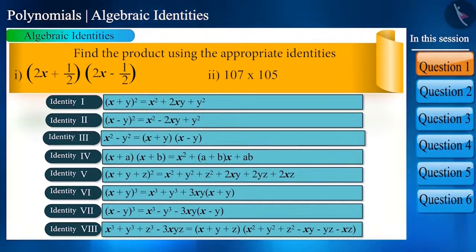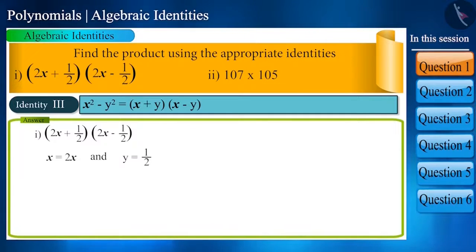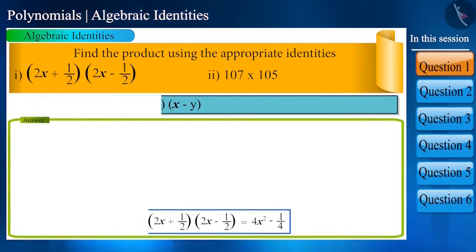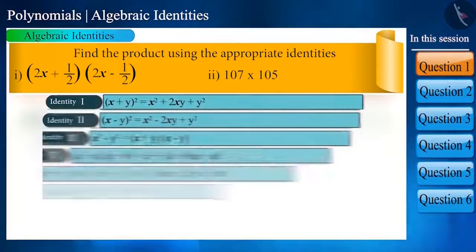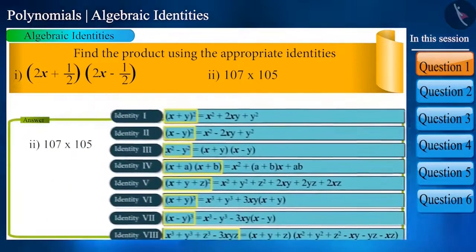And that is identity 3. x² − y² is equal to (x + y)(x − y). That is, (2x + 1/2)(2x − 1/2) is equal to (2x)² − (1/2)². After solving this, we will get 4x² − 1/4. Now, let's find the solution to another sub-question in a similar way. All identities are related to the addition or subtraction of two terms.